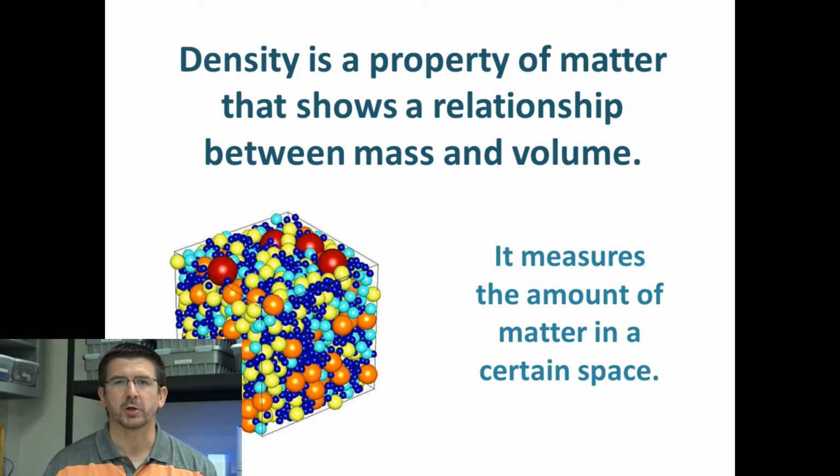In lesson 1, we looked at the property of mass and the property of volume, and we said that mass measures how much matter is in an object, and volume measures how much space the object takes up. So basically, because density is showing this relationship between those two properties, it's telling you the amount of matter that's in a specific amount of space, or a specific amount of mass in a given volume.